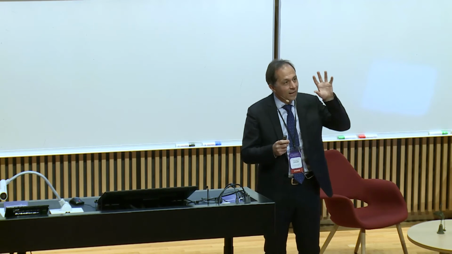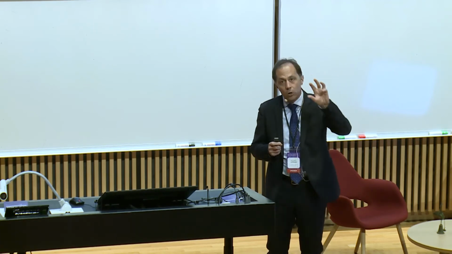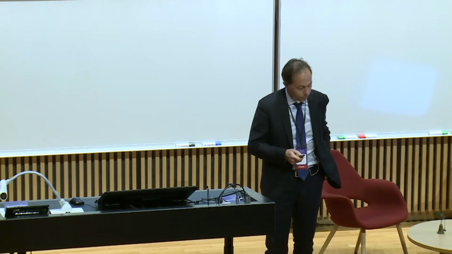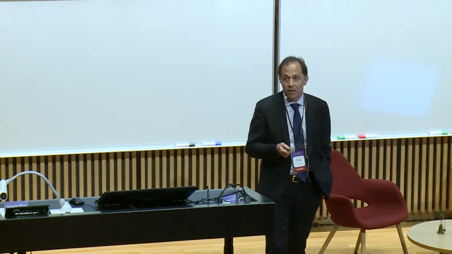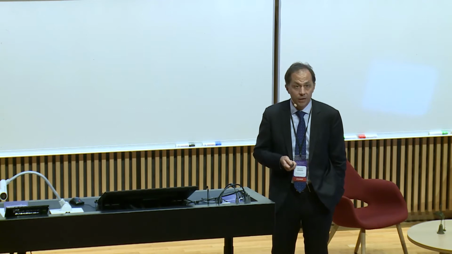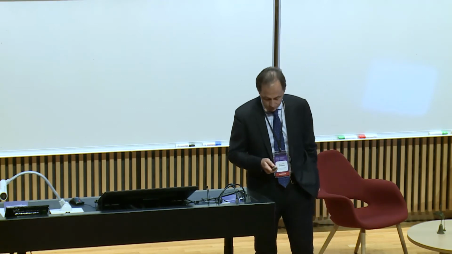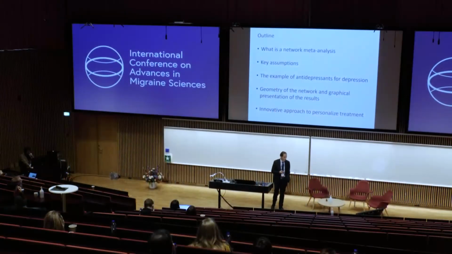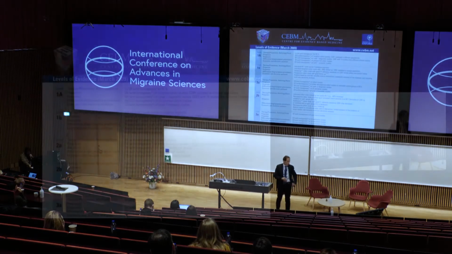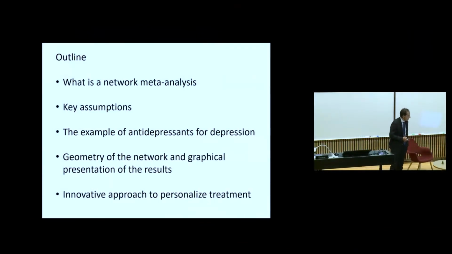So just to get the key concepts around network meta-analysis and why they are so important, especially for a field like migraine. And I see a lot of overlaps with mood disorders, especially depression. So first of all, this is the outline. What is a network meta-analysis? What are the two key assumptions which are crucial if we want to do a network meta-analysis?